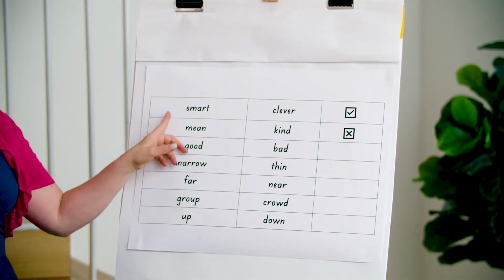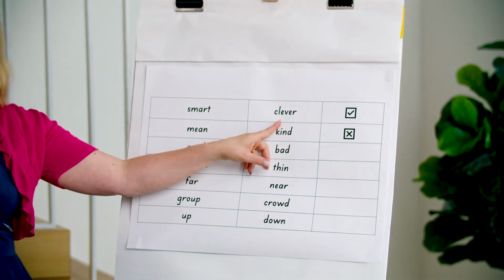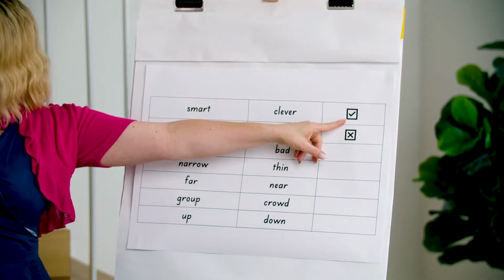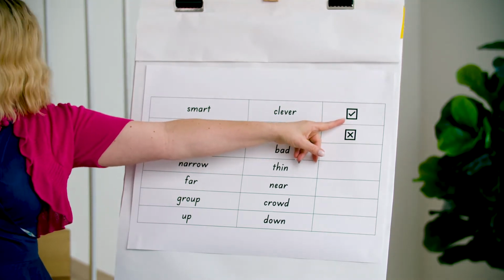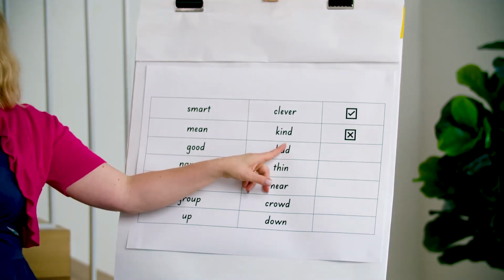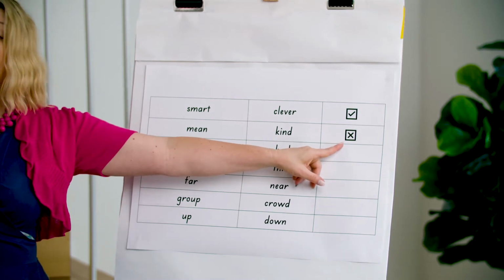So let's have a look here. We've got smart and clever. They're synonyms. They mean almost the same. So we've got a tick next to those. A tick if they mean the same. A tick for synonyms. Mean and kind. They are opposites. They are antonyms. So there's a cross next to it for antonym.